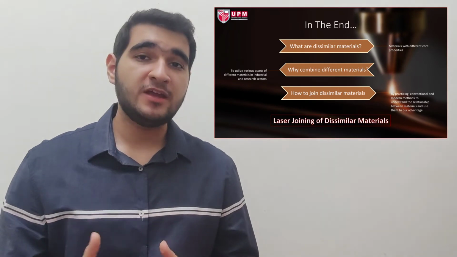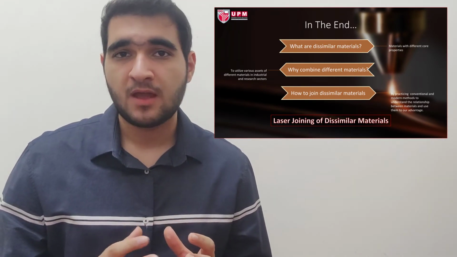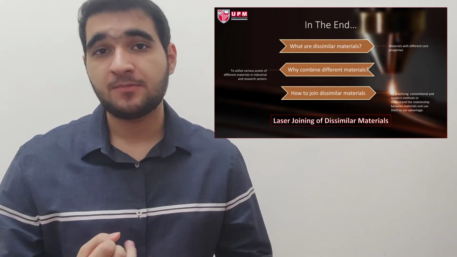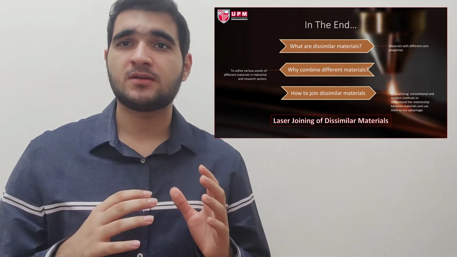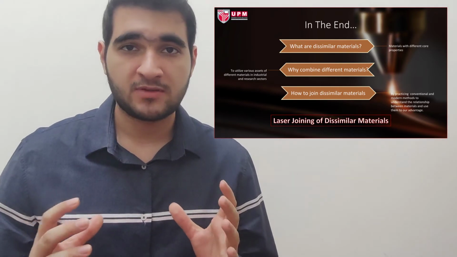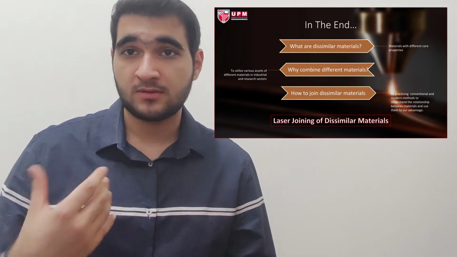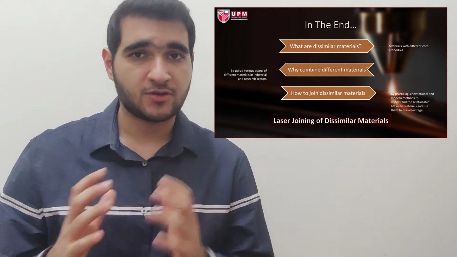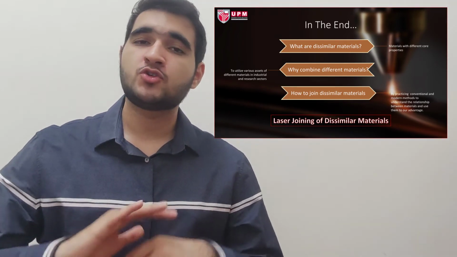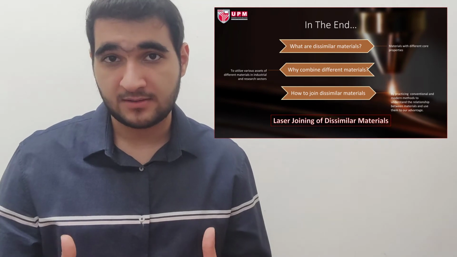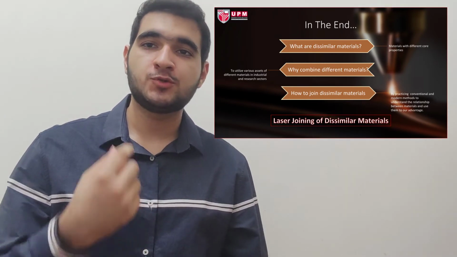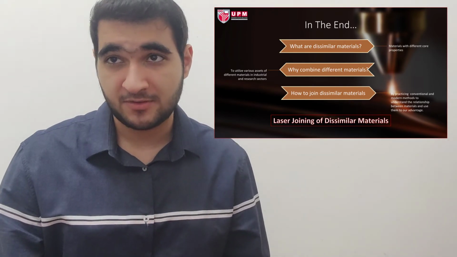Alright, just to give a quick recap, throughout the presentation, we talked about what dissimilar materials are and how we can identify them. Then we talked about why it is important that we combine these different materials, what kind of purpose they have, and how they can meet our needs. Then we talked about the different joining methods surrounding dissimilar materials and how we can bond them. All of this leading up to laser joining of dissimilar materials.